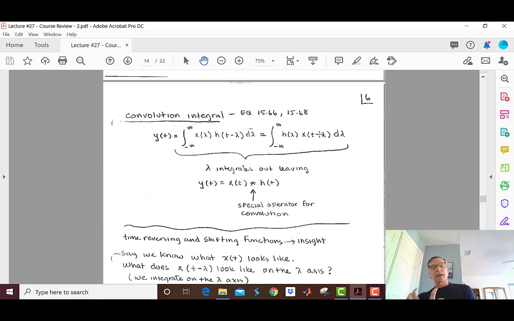Now, the way I like to interpret this is h of lambda is the impulse response of the circuit. X of t minus lambda is where Beethoven's Ninth Symphony is at this particular instant of time. So here's your impulse response, and the Ninth Symphony is bang, here at t equals 17 seconds. Integrate the whole mess, you get your output.